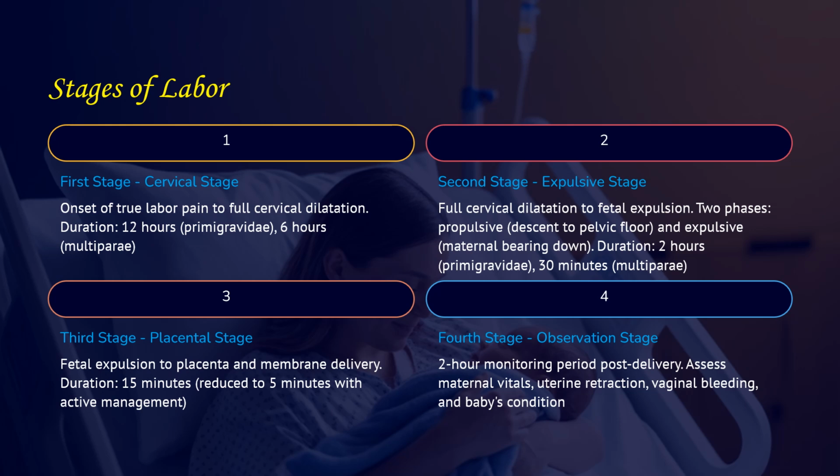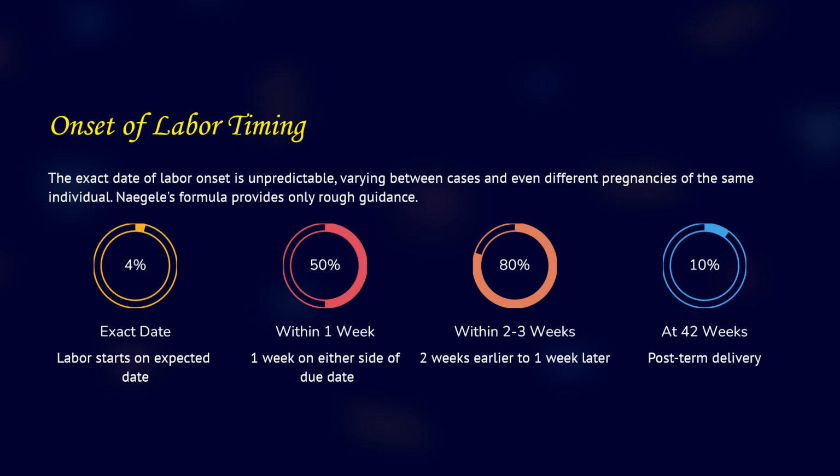Okay, so now let's learn about the onset of labor timing. The exact date of the labor onset is unpredictable. First thing that you need to know, it varies between cases and even different pregnancies of the same individual. That is why Naegele's formula provides only rough calculation or guidance.